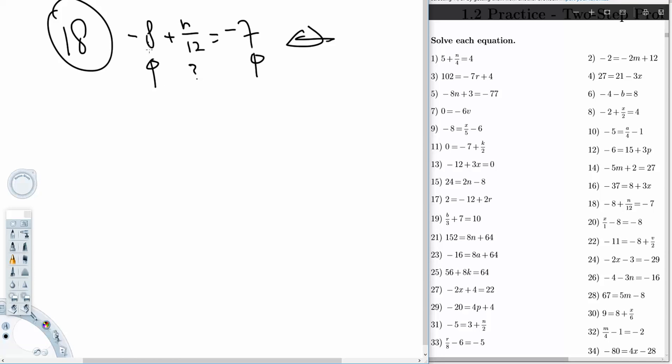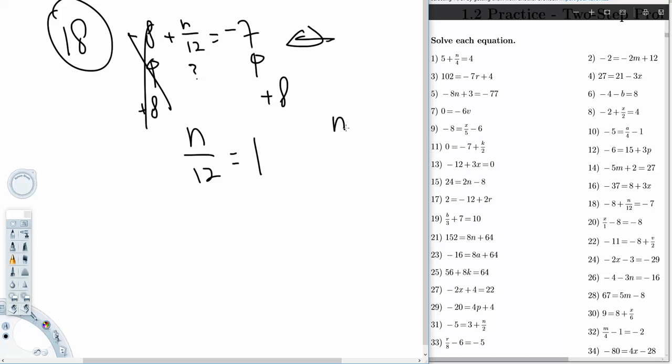So if I'm subtracting 8, maybe if I add 8, not maybe, if I add 8, this will cancel. And of course here I'm going to add 8 too. So we have n over 12. You see how they're trying to scare us by making a big fraction here? N over 12 equals negative 7 plus 8 equals 1.